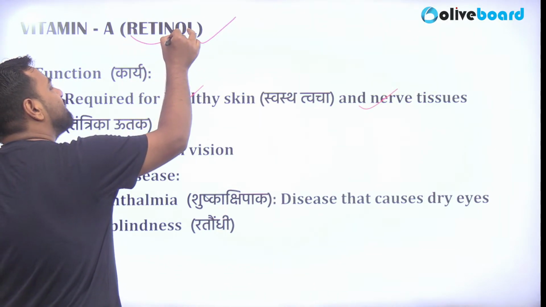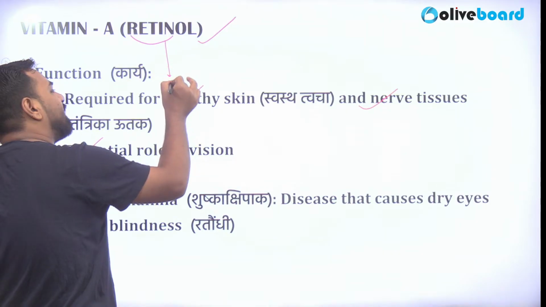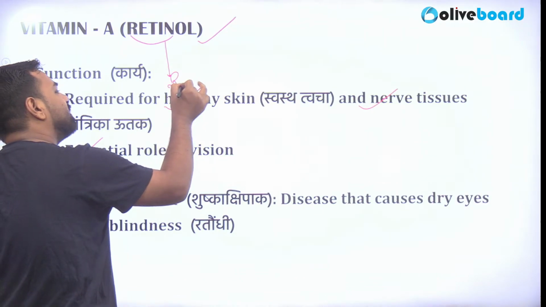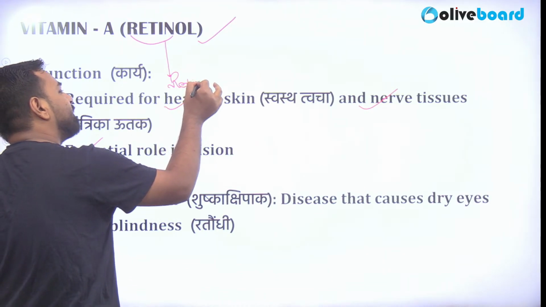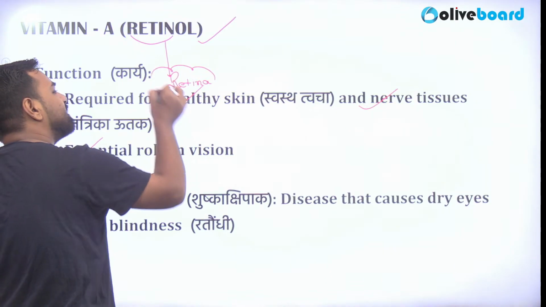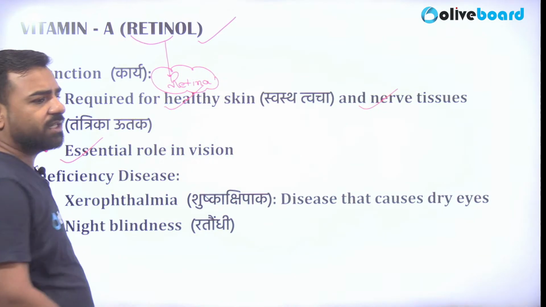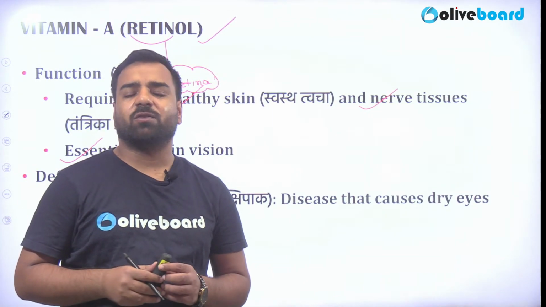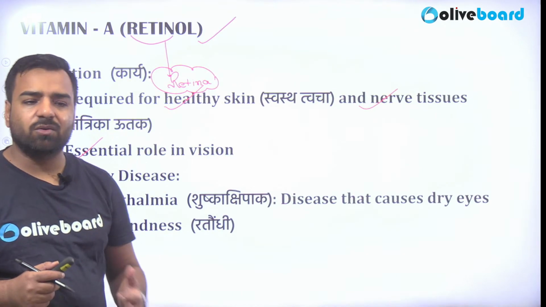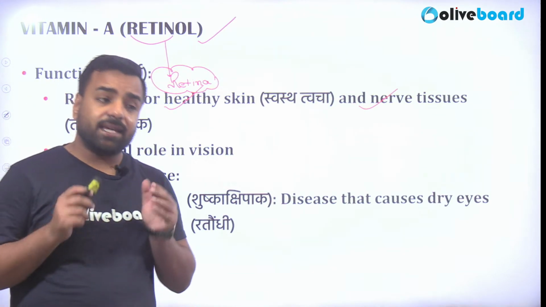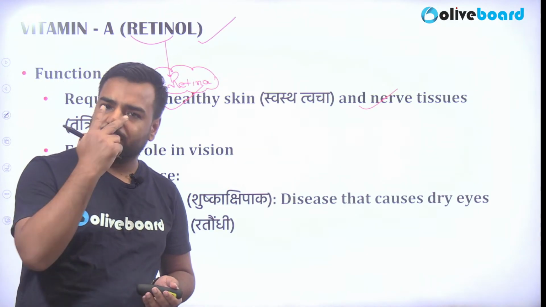Just try to link this term, retin. Are you able to link it with retina? Yeah, retina. What is that? So retina is the part of eye. Retina is actually the part of eye, so obviously it has a great, significant role in the vision. If this vitamin lacks, there will be issue in the eyes only.